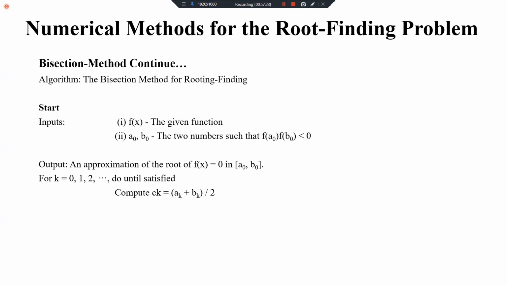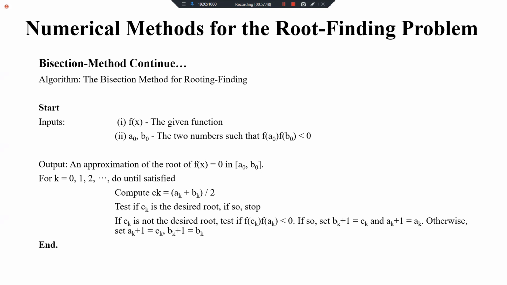Compute c0 as a0 plus b0 divided by 2, then c1 is a1 plus b1 divided by 2. If ck is the desired root, then we stop the algorithm. If ck is not the desired root, we do the iteration process again and again, until we find the desired root. I think this is clear, no? In this algorithm you need to know these things, because when you write the program in MATLAB, you do that according to these steps.